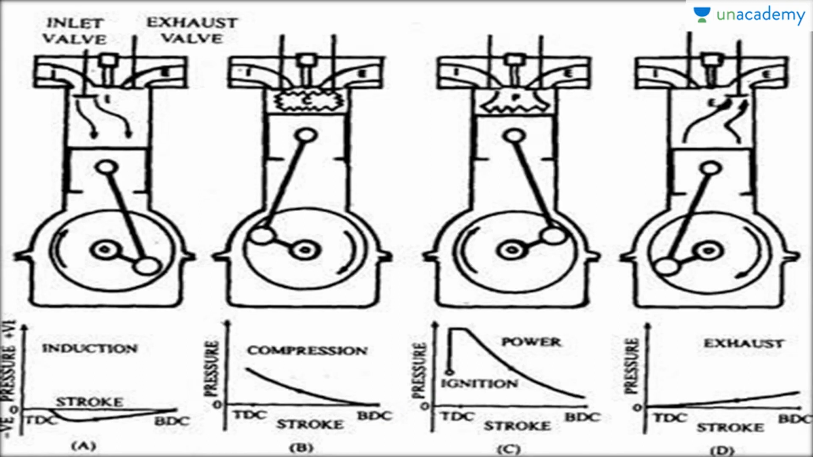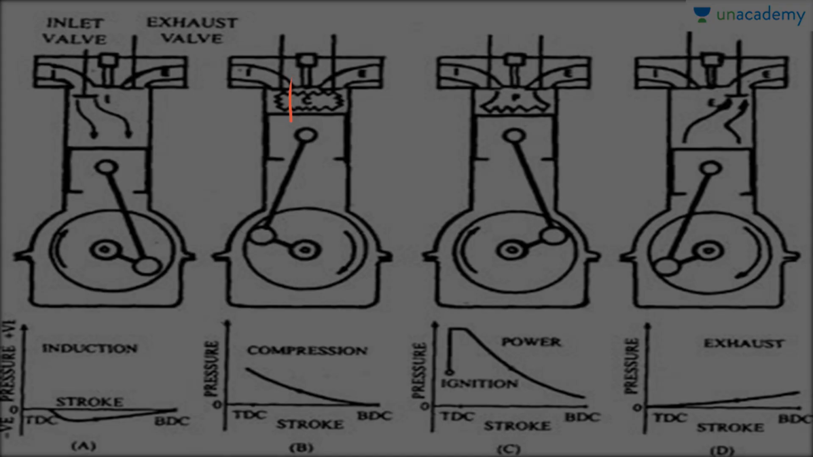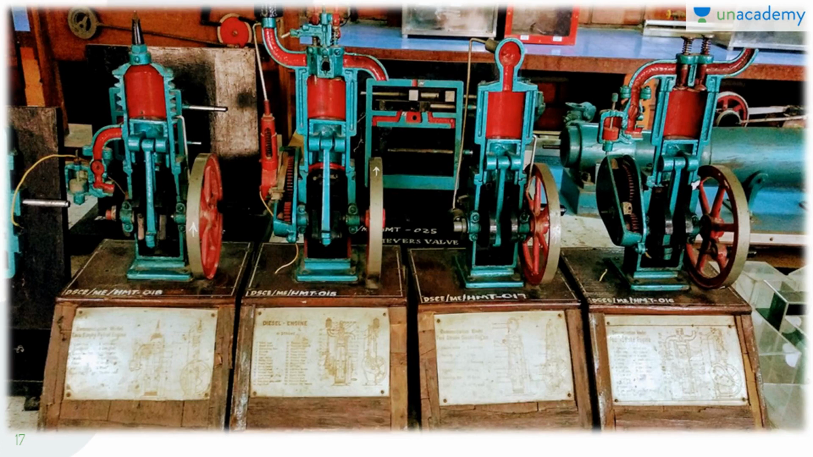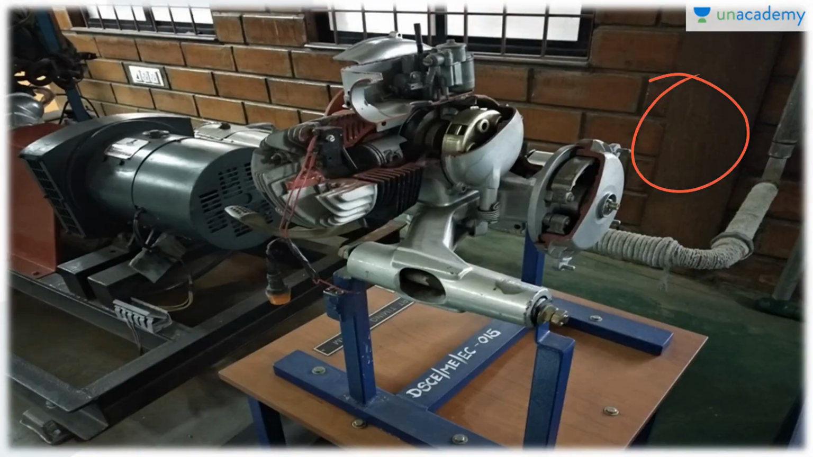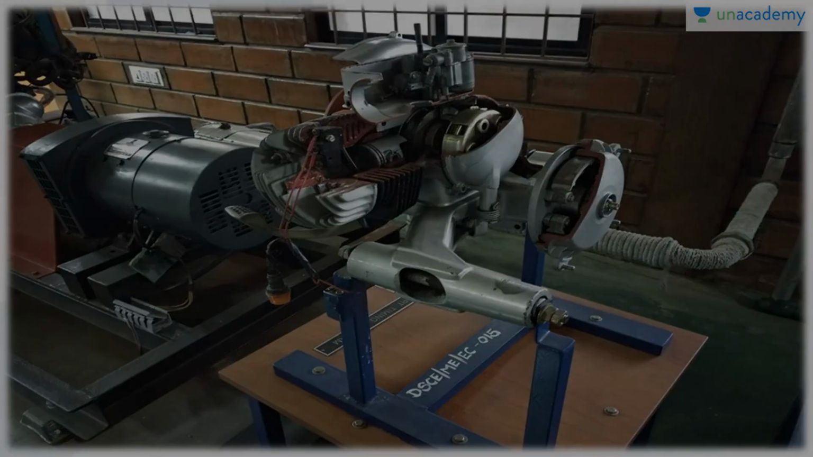So this is the suction stroke, the compression stroke, the power stroke and the exhaust stroke. You can see how the inlet valve opens and the exhaust valve is closed, then both are closed, both are open, and only the exhaust valve is closed. You can see the working model here. You can see the spark plug over here, and all the 4 strokes. This is actually a 4-stroke petrol engine which is used in our labs.